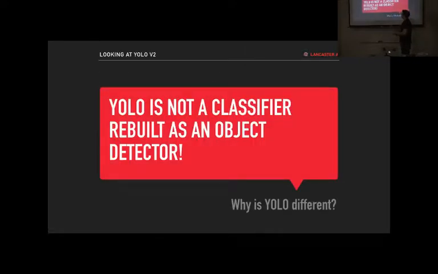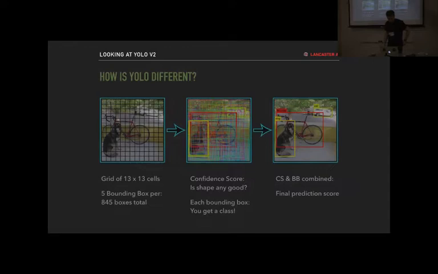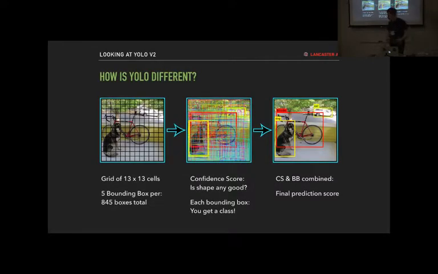Now, Yolo is different because it's not a classifier rebuilt as an object detector. Object classifiers would be the normal CNNs, and they rebuild them for object detection. But that's not what Yolo is. Yolo is a completely different way of looking at the problem. So why is Yolo different? OK, so let's look at this.